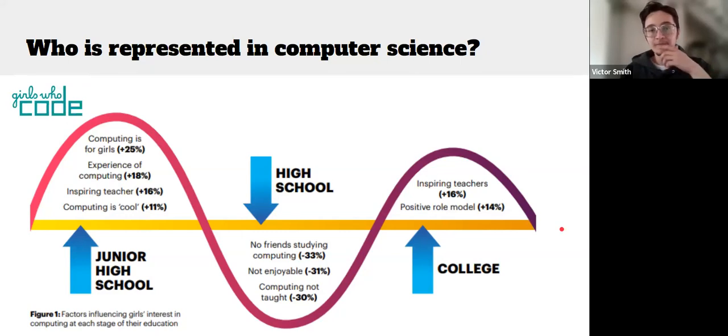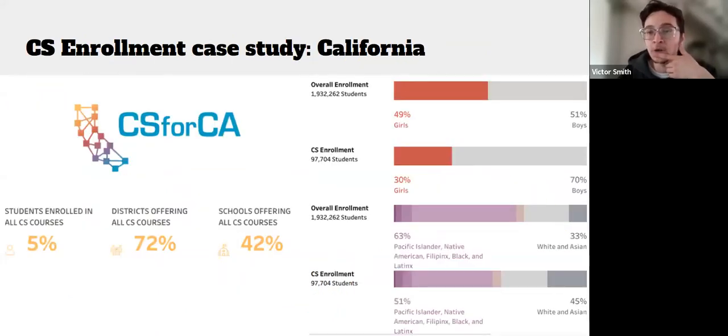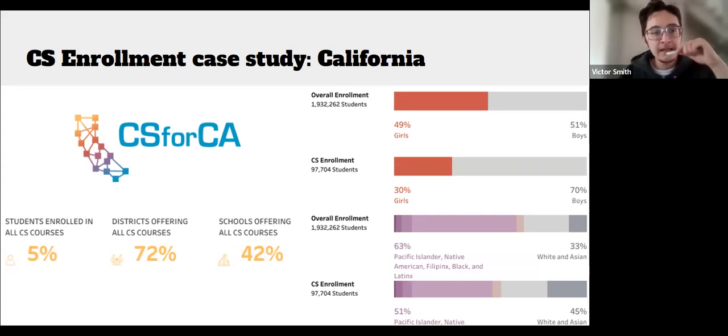And I see some notes in the chat that the data so far is not overlapping with gender and race, that specific intersection. This slide here, about California's data, is actually specifically going to address that.